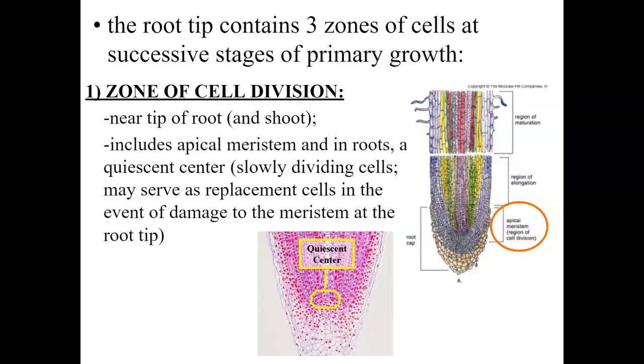Within this particular area, there is also going to be what's called a quiescent center. The quiescent center is a small group of apical meristematic cells that divide much more slowly. So this entire area is going to include the meristematic cells, but just this small little group of cells right here, that's the quiescent center. They divide more slowly than typical apical meristematic cells, and their job is to replace apical meristematic cells if the apical meristem gets damaged for some reason.